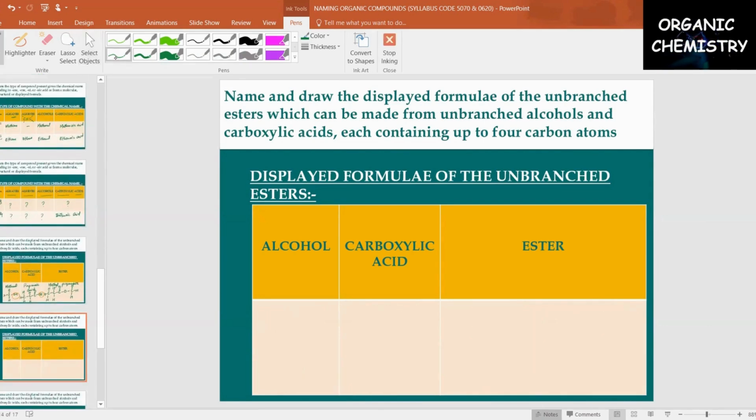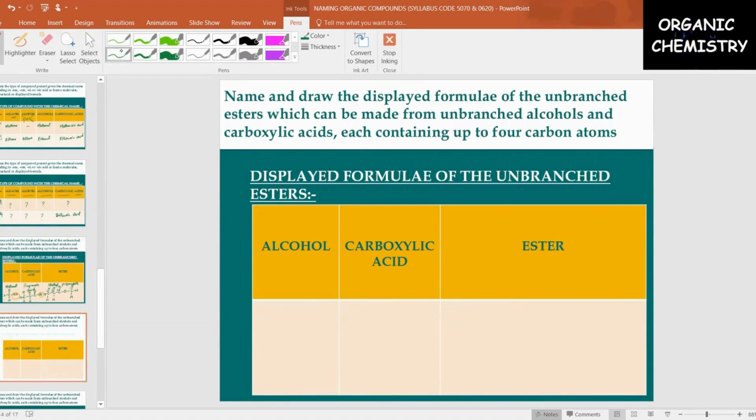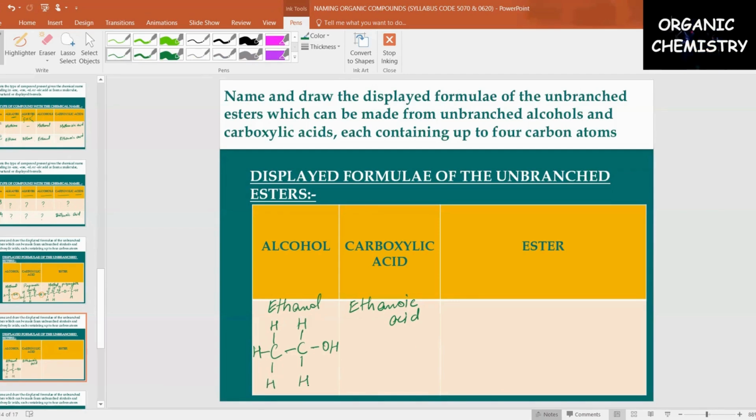Next, you can take ethanol and ethanoic acid. Remember, you have to take 4 carbon atoms in all: 1, 2, 3, 4. So you can take ethanol and ethanoic acid. In ethanol, you have 2 carbon atoms. The displayed formula for ethanol will be like this. For ethanoic acid, remember the carboxyl group, so I am drawing first of all the carboxyl group, and methyl group here. So it's ethanoic acid.